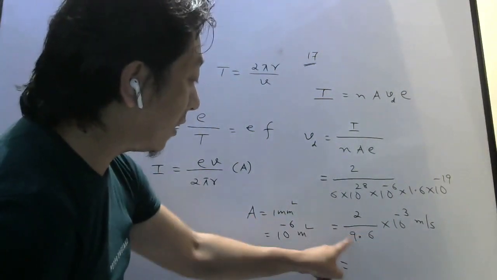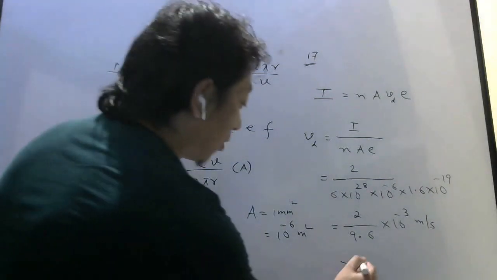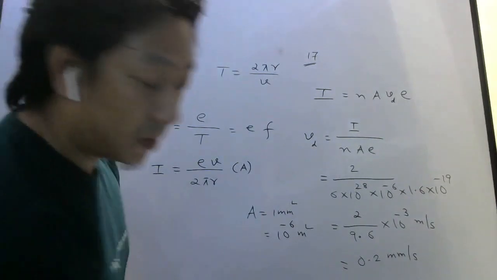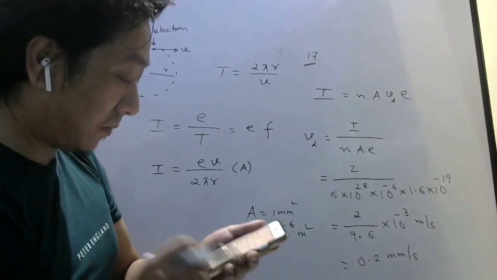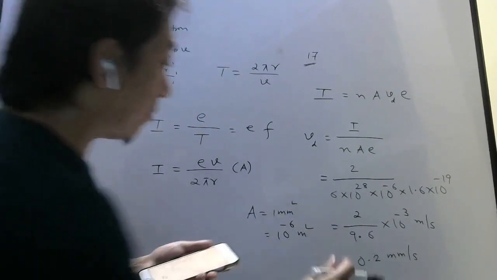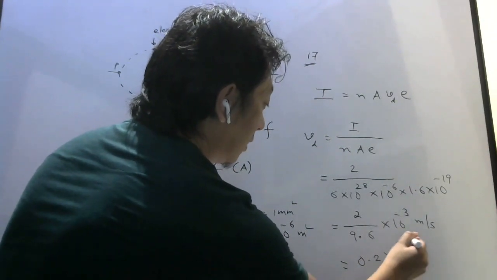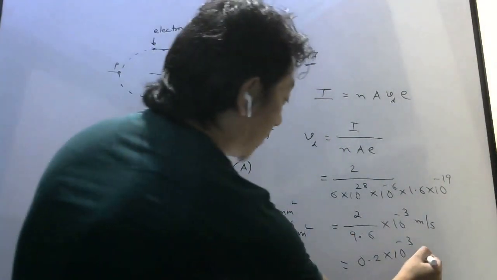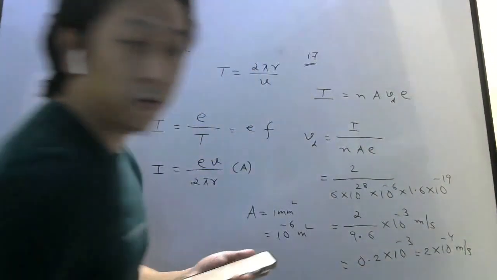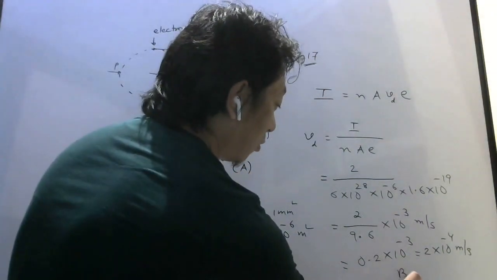Now roughly you can take this as roughly 10. So 2 by 10 I can write 0.2. So approximately 0.2 millimeter per second. Check which is the closest answer. Here they want the answer in terms of 10 to the power minus 4. So this is 0.2 into 10 to the power minus 3, which I can write as 2 into 10 to the power minus 4. So the closest option is option B.